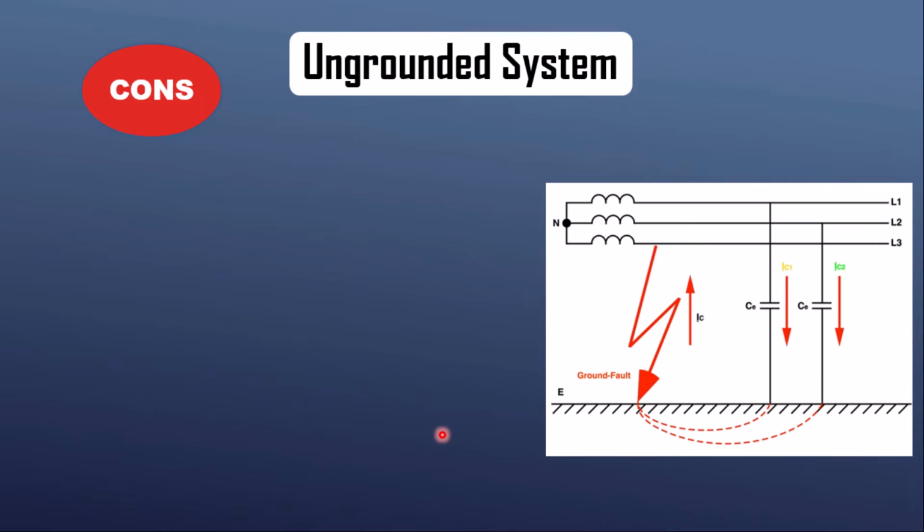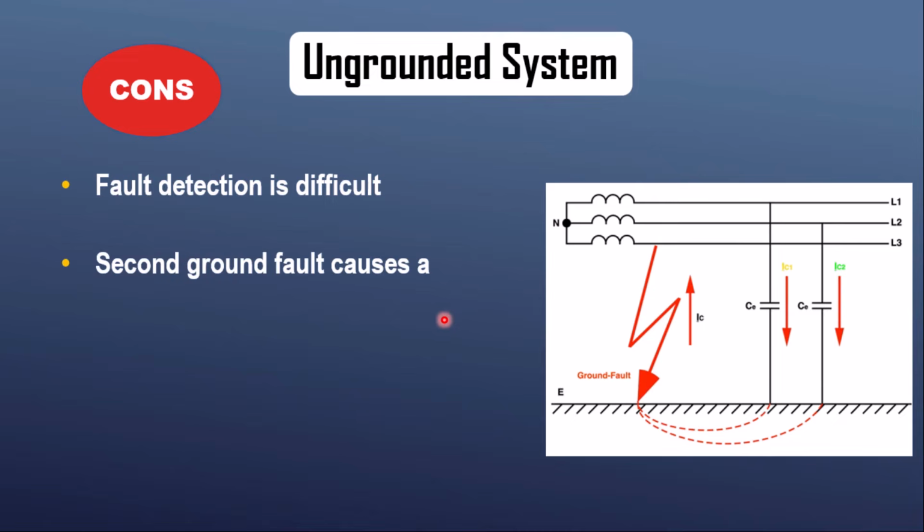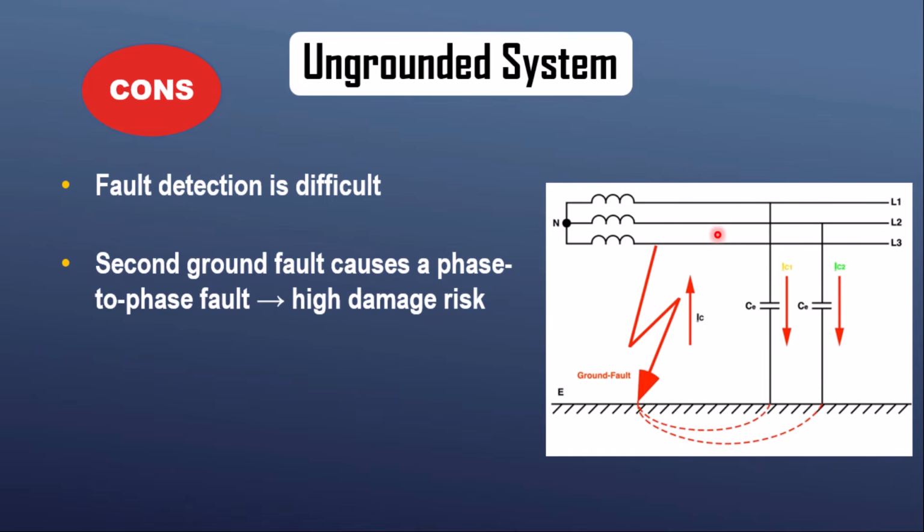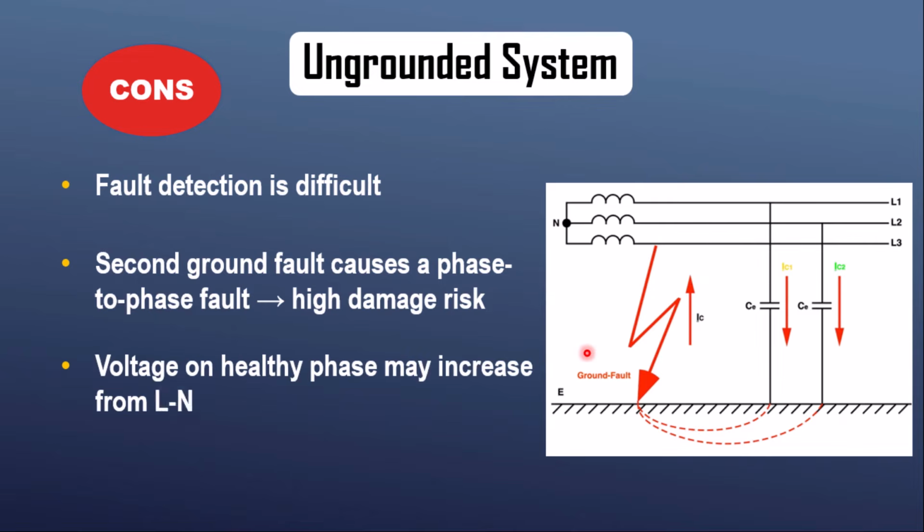Now let's discuss the cons or the disadvantages of the ungrounded system. Since there is no connection of the neutral to the earth, the fault detection is time consuming and difficult. And if a second fault occurs on another phase, it effectively becomes a phase-to-phase fault, which can be very damaging. In this technique, if there is a phase-to-earth fault, then the voltages of the healthy phases with respect to the earth rise from the normal phase to neutral to the full line to line voltages.